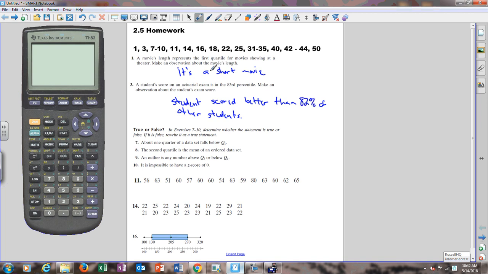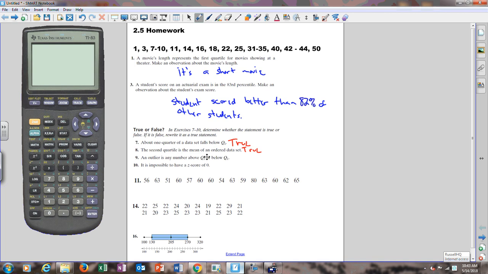Exercises 7 through 10, determine whether the statement is true or false. If it's false, rewrite it as a true statement. About 1/4 of a data set falls below Q1. That would be true. The second quartile is the median of an ordered data set. That would also be true. Well, really, yeah, that's true. It's the top of the second quartile that makes the median.